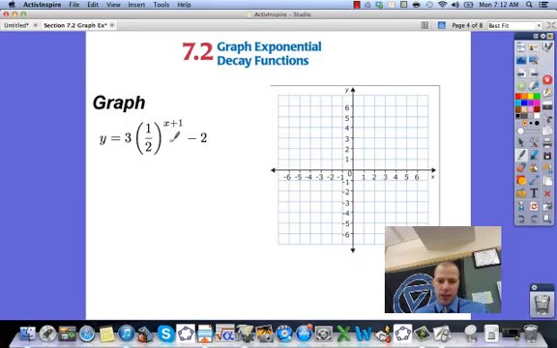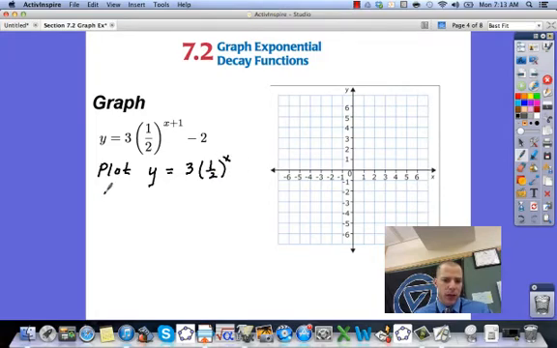Next, we're going to translate just like we did, and we're going to still plot the original function, and then we're going to perform a transformation. So we're going to plot this one first: 3 times 1/2 to the x. That's what we're going to plot first.